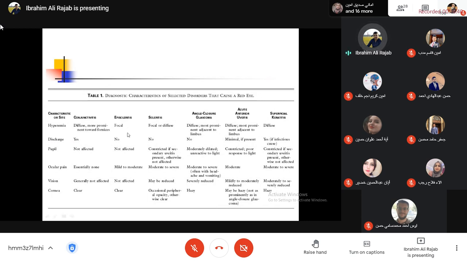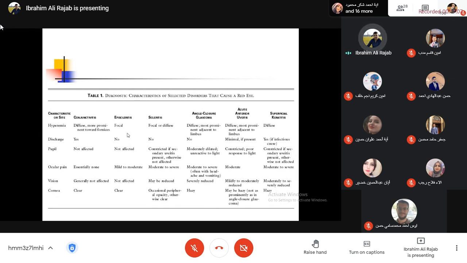In episcleritis, the redness is usually focal, but it may be diffuse. There is no discharge, the pupillary light reflex is not affected, and there is just mild discomfort. All of us have experienced an episode of episcleritis. Also, the vision is not affected and the cornea is clear.